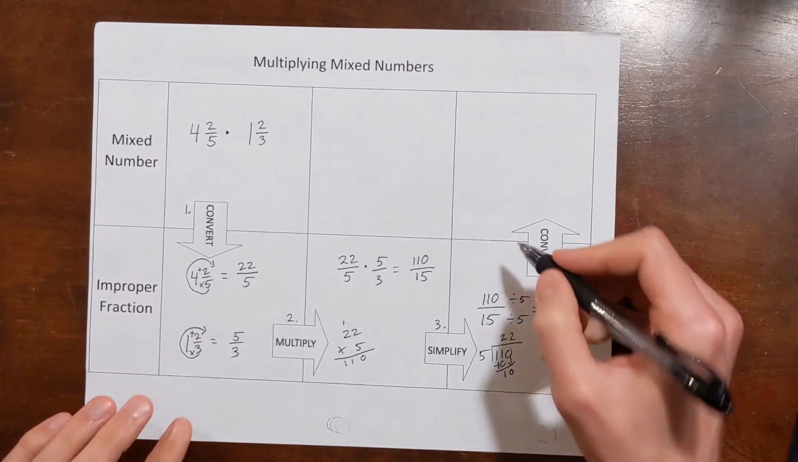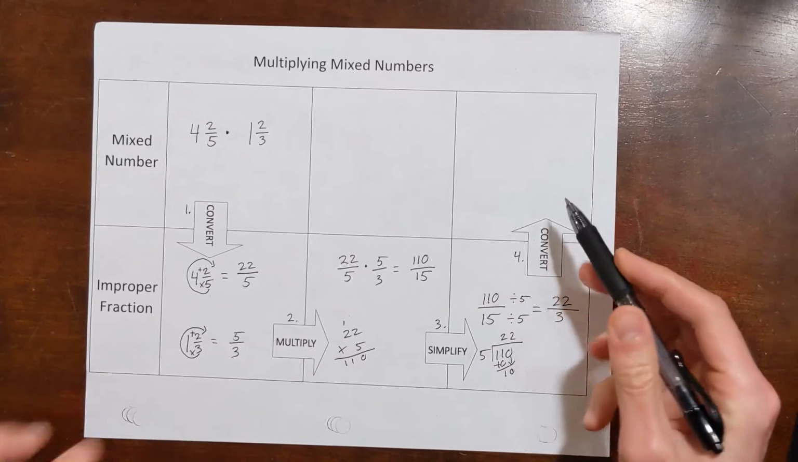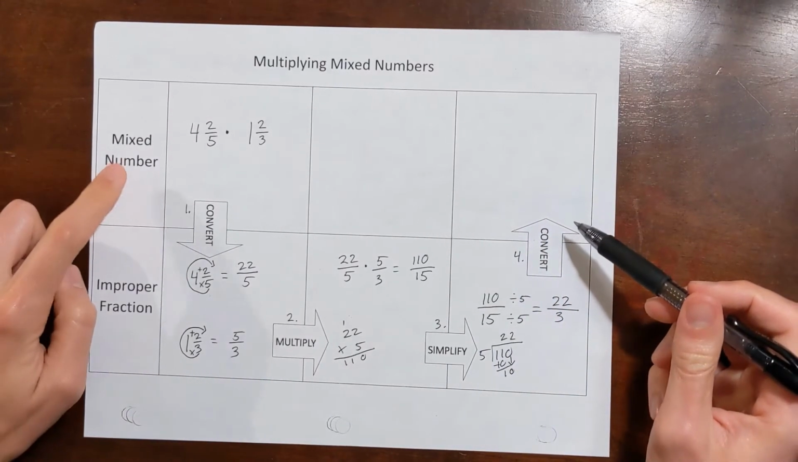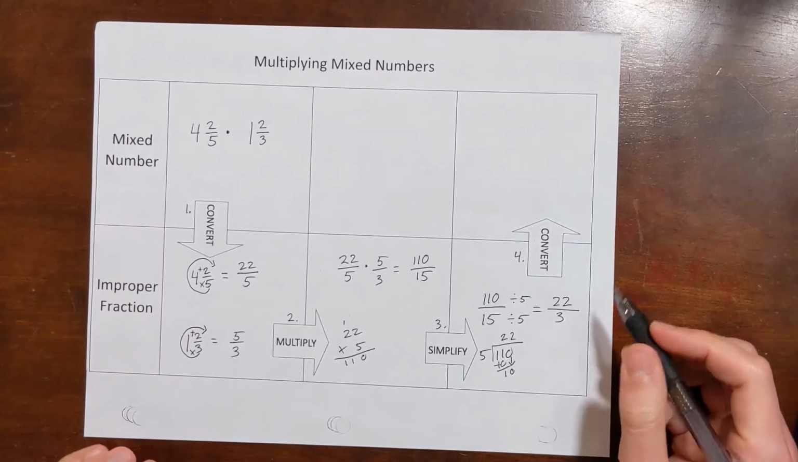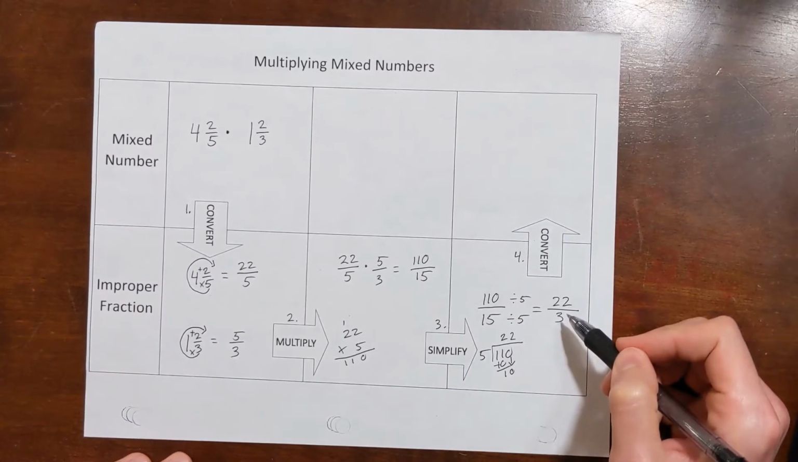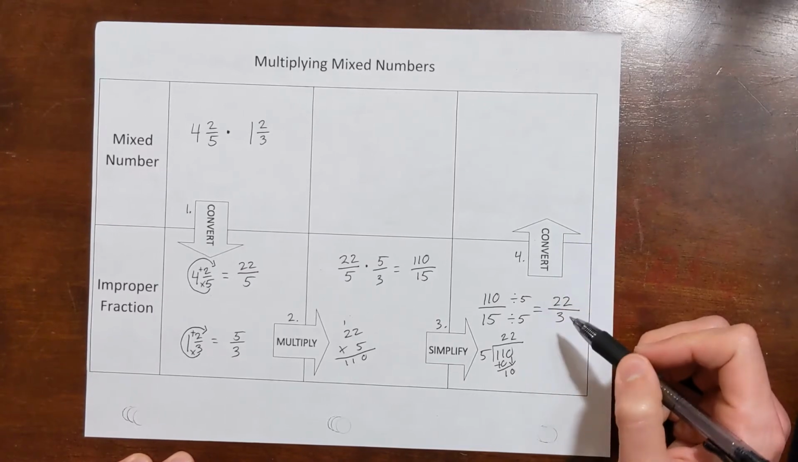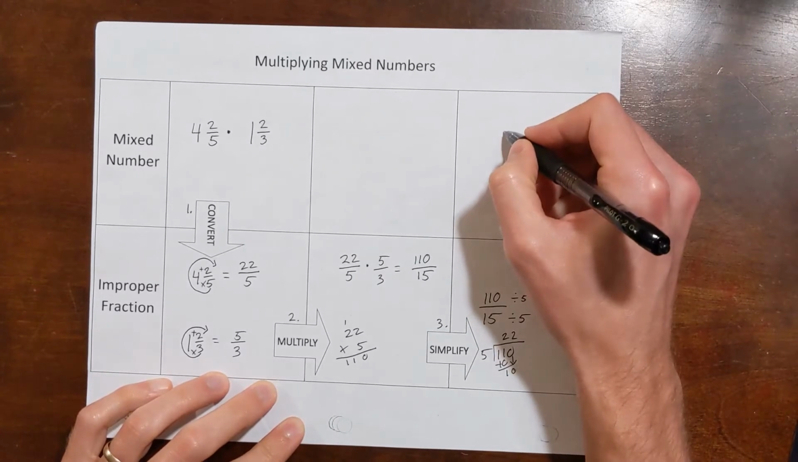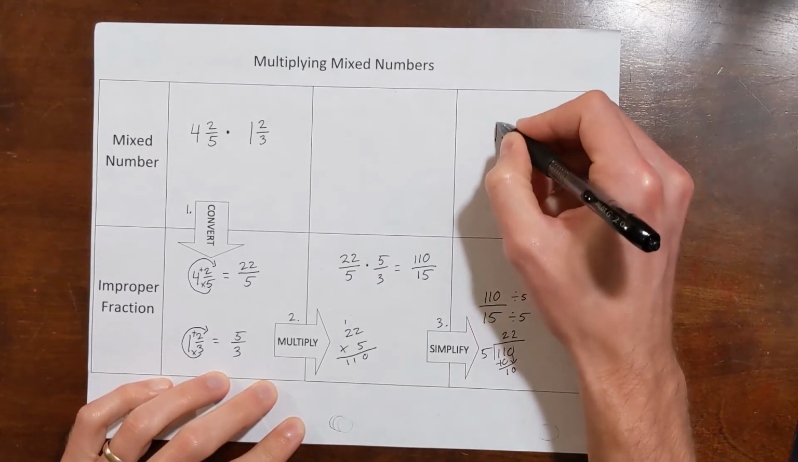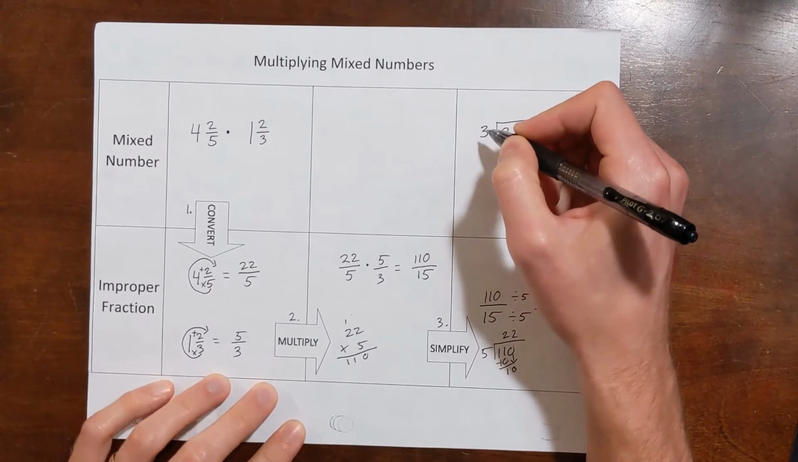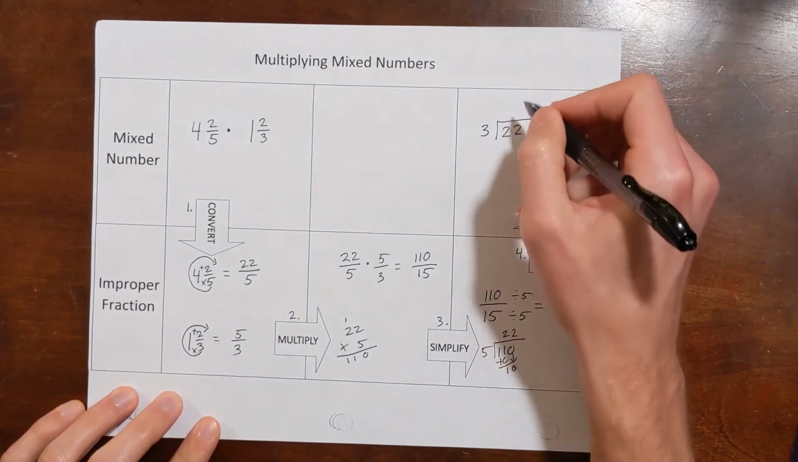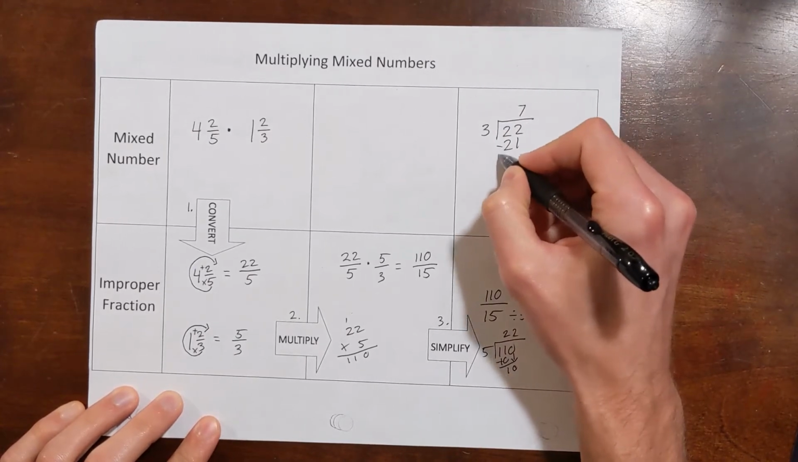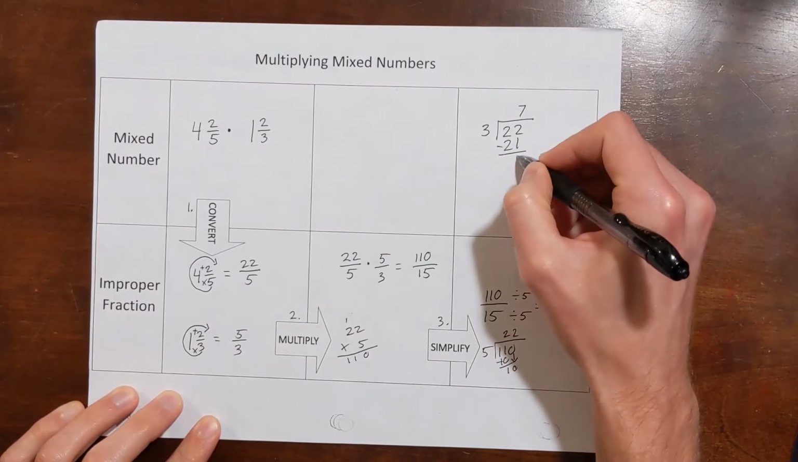So our last step, number 4, is to convert it back into either a whole number, if it turns out to be a whole number, or a mixed number. So let's take 22/3 and convert that into, it's going to end up being a mixed number. So the way we do that is we divide 22 by 3. So we'll do 22 divided by 3. All right, we know that 3 goes into 22 7 times. 7, 14, 21. 22 minus 21 gives us 1.